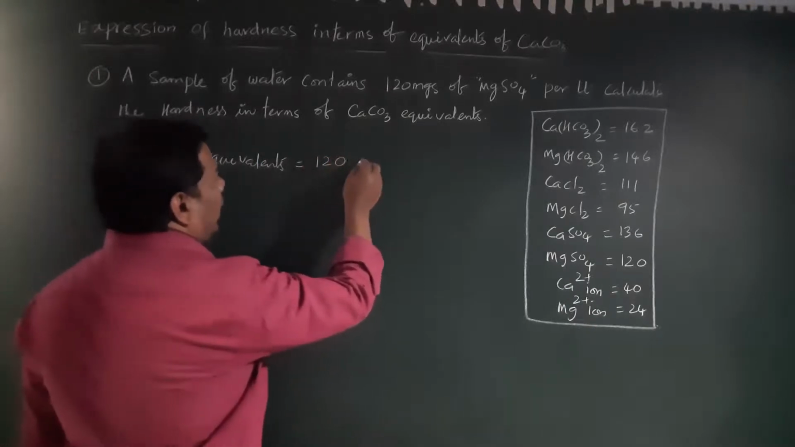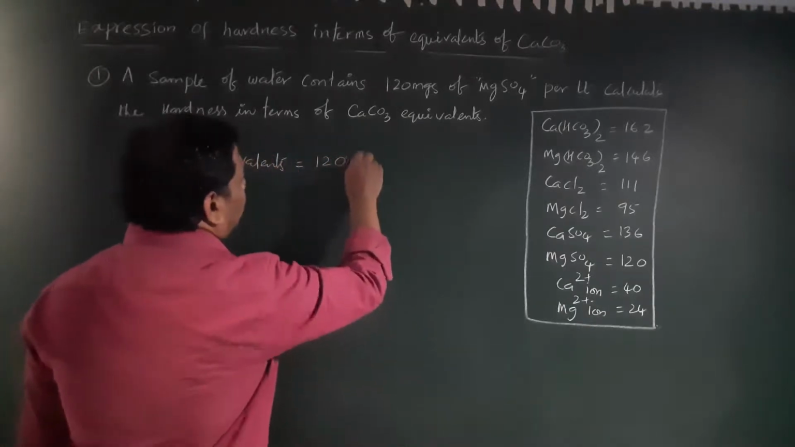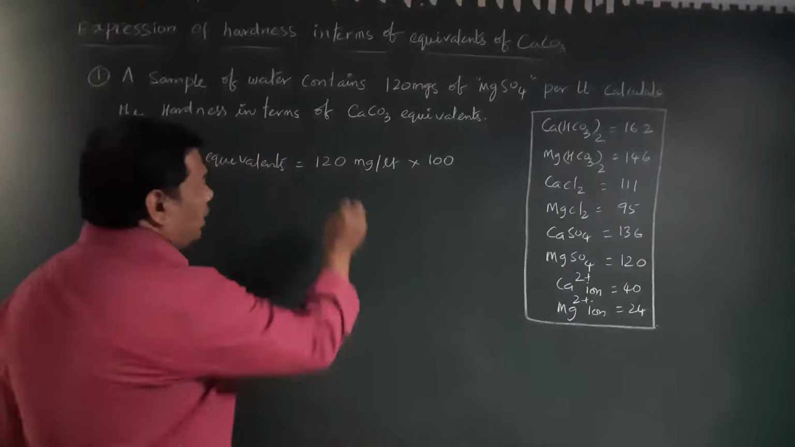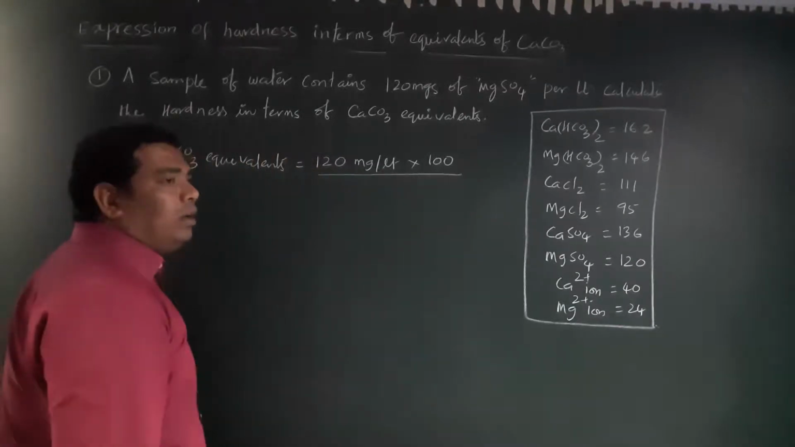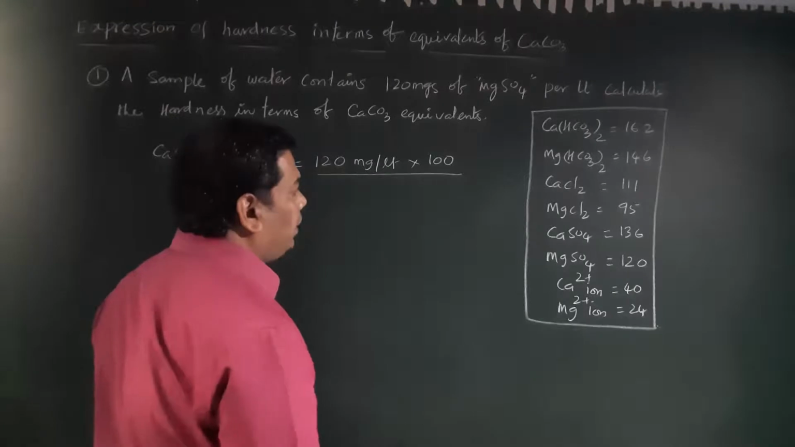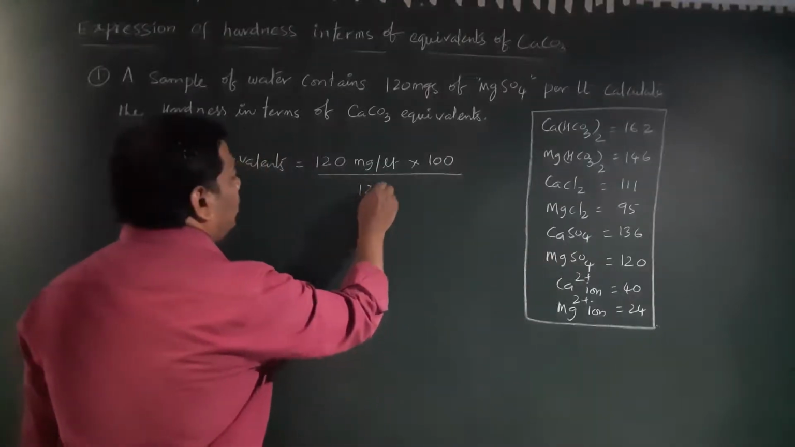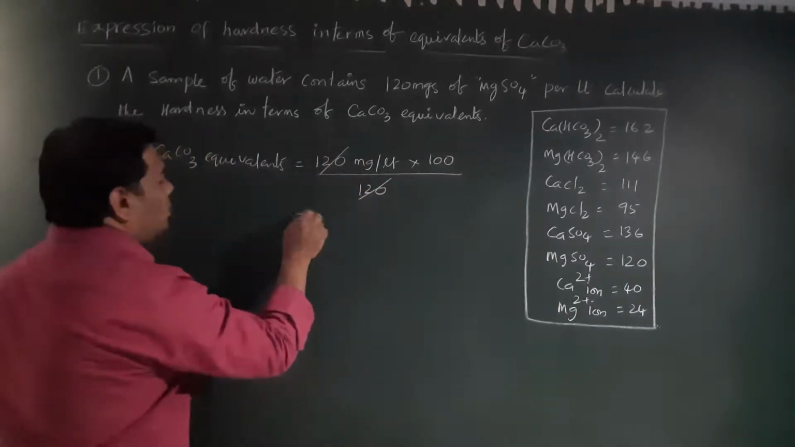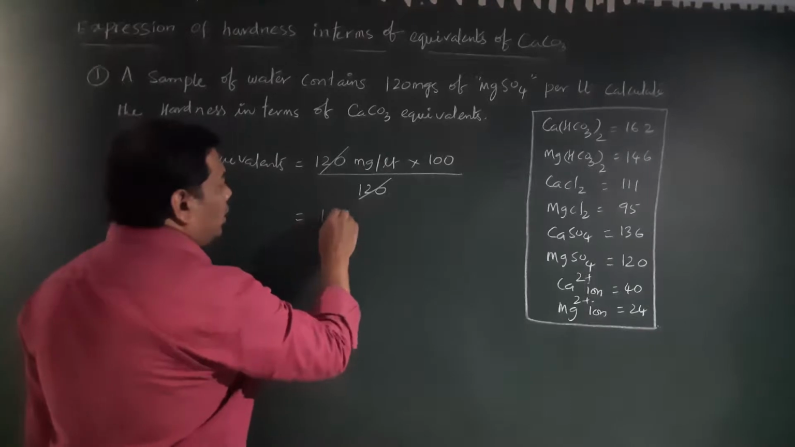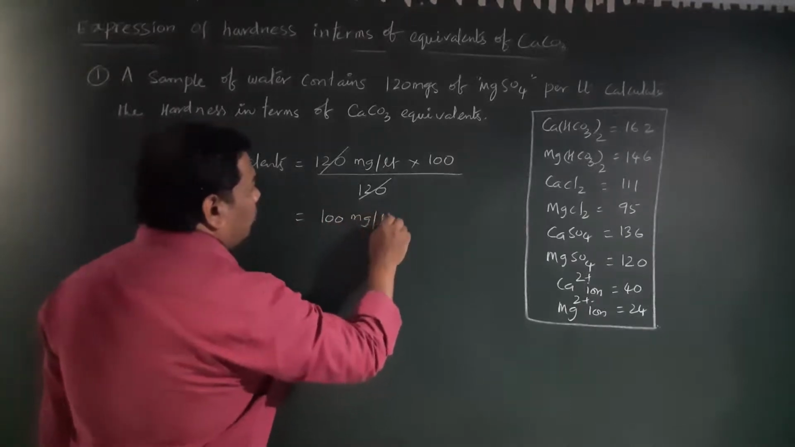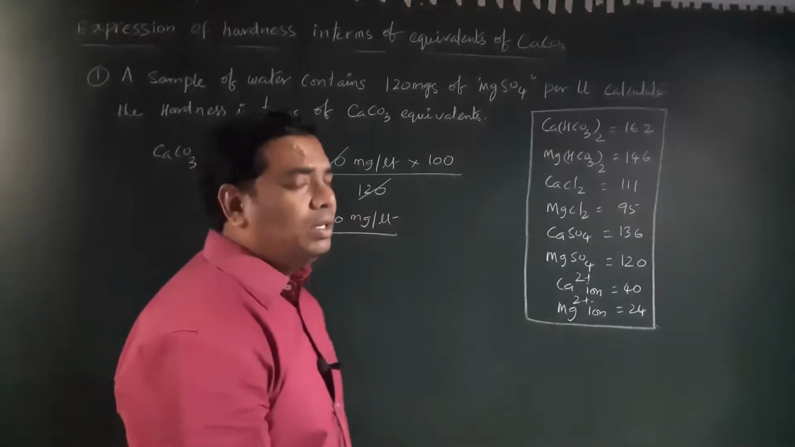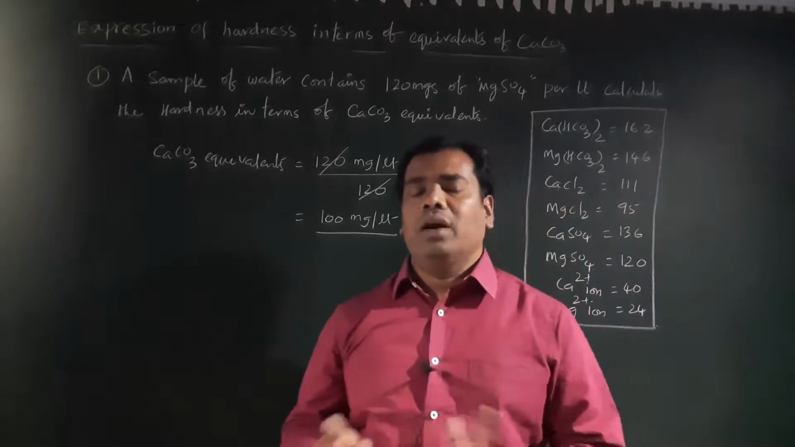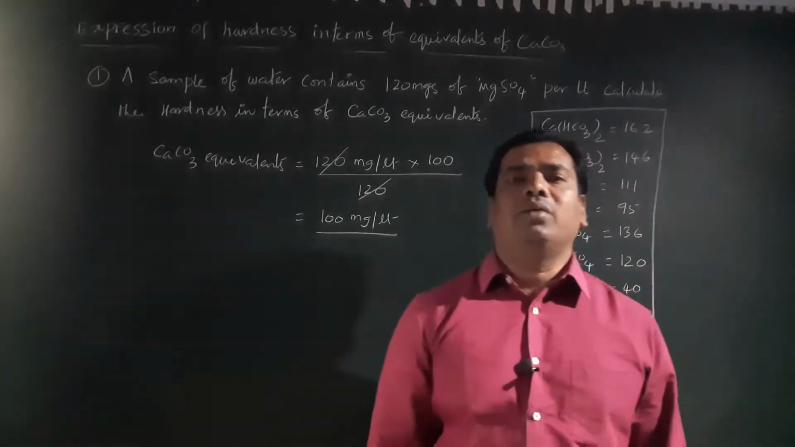120 milligrams per liter into, so the molecular weight of calcium carbonate is 100, divided by the molecular weight of magnesium sulfate. So the molecular weight of magnesium sulfate, student, is 120. So please remember this table student. So 120 gets cancelled. So therefore in terms of CaCO3 equivalents it is equal to 100 milligrams per liter. So this is the calculation. Okay student, right? So the amount of hardness producing salt into 100 divided by the molecular weight of the hardness producing salt.